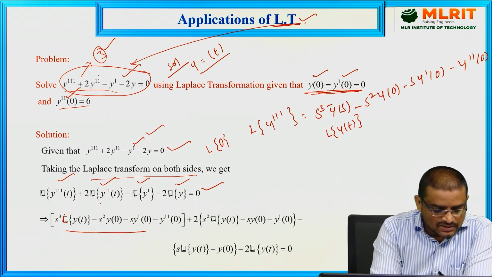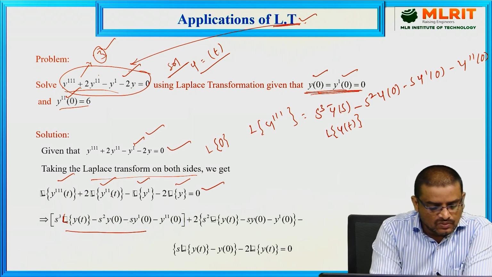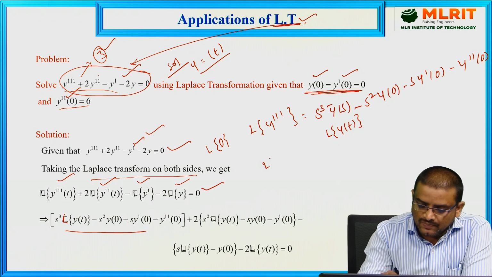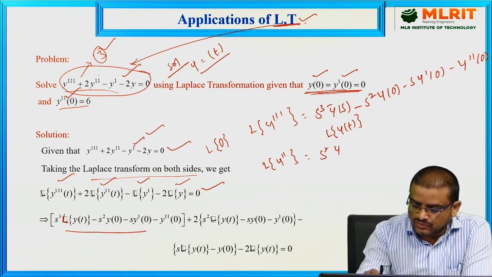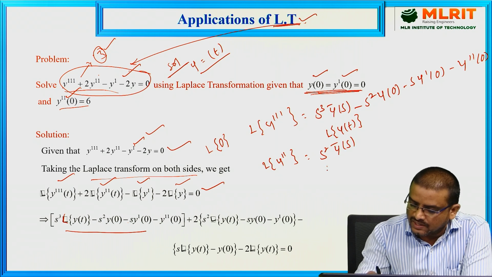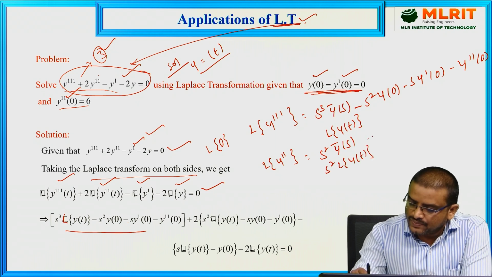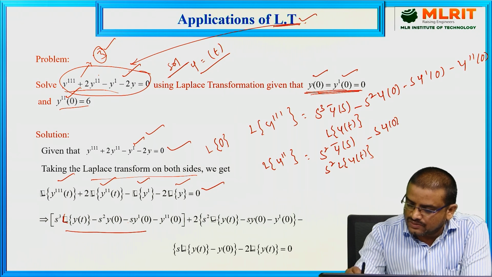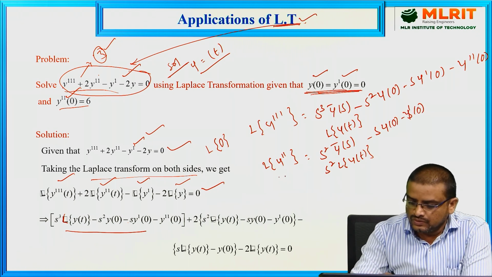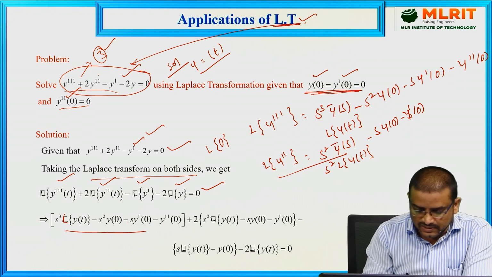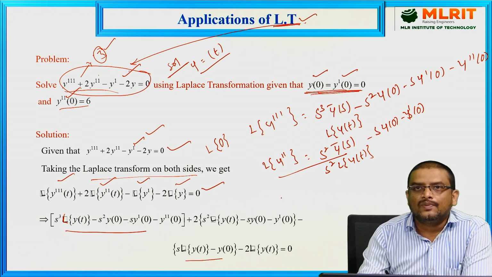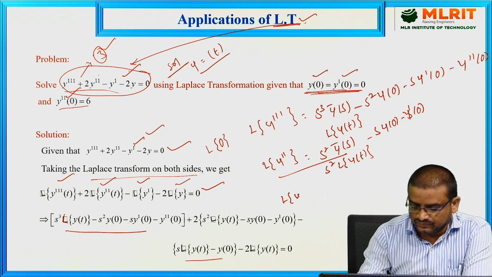Similarly, the second term is the Laplace transform of y double dash. The Laplace transform of y double dash is equal to s square into y bar of s, or we can take it as s square into the Laplace transform of y of t, both are the same, minus s into y of 0 minus y dash of 0. So use this formula for the second term, and similarly go for the Laplace transform of y dash.